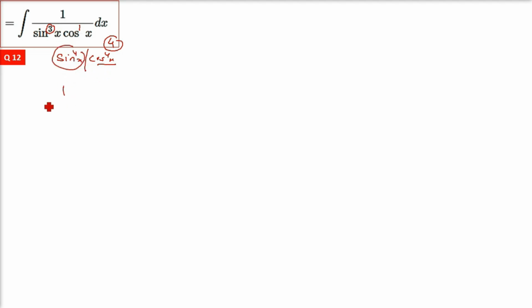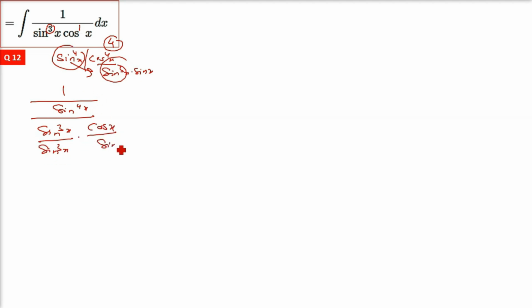Okay, so you have to see what option will give you an integrable result. Since we have this 1, I'm dividing it by sine⁴x. Sine³x is already there. So this sine⁴x will give you sine³x into sine x. Sine³x will be here, cos x is here, and the denominator will be sine x only. So this goes up, sine⁴x will go up. It will be cosec⁴x. This cancellation, cos x by sine x, is simply cot x.